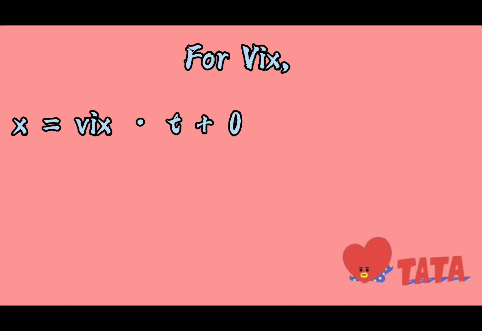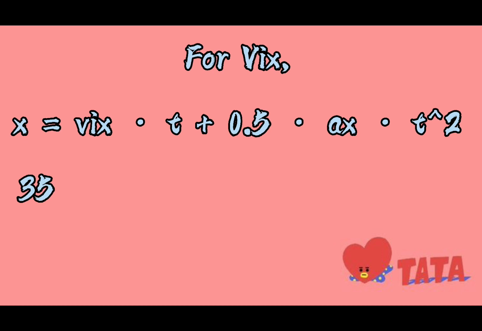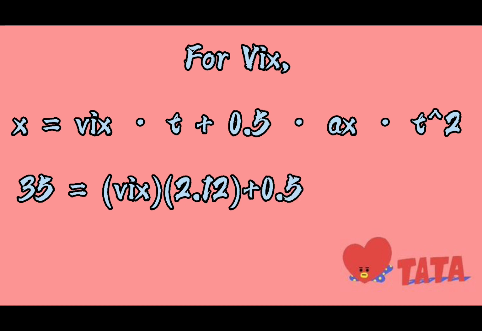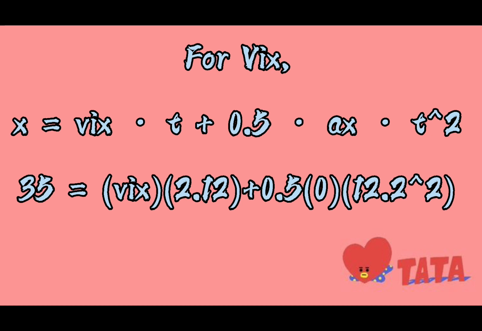Now, use x equals v initial x multiplied by t plus 0.5 multiplied by a sub x multiplied by t squared to solve for v initial x. Note that a sub x is 0 meters per second squared, so the last term on the right side of the equation cancels. By substituting 35 meters for x and 2.12 seconds for t, the v initial x can be found to be 16.5 meters per second.